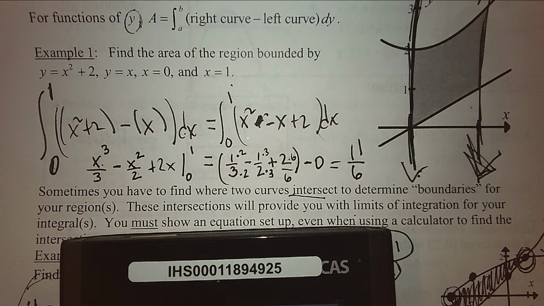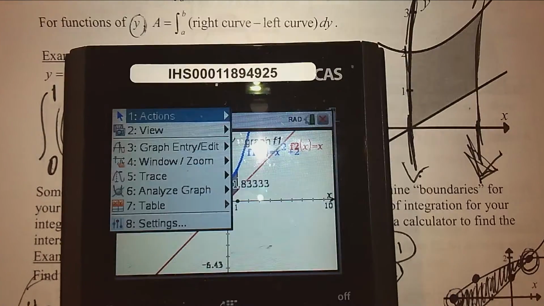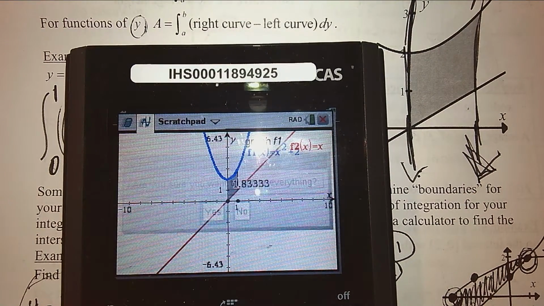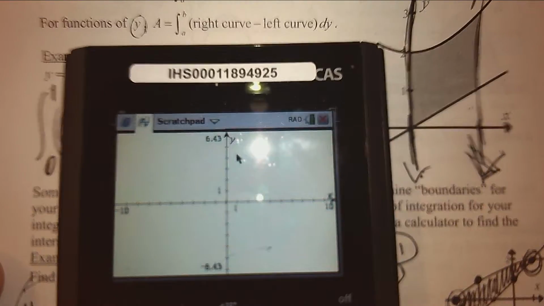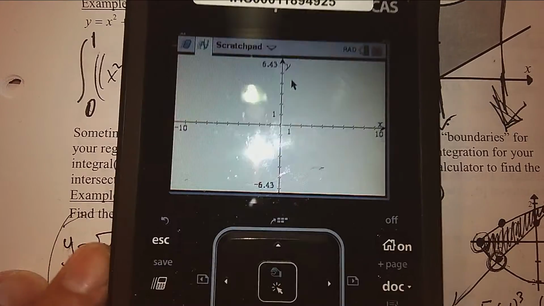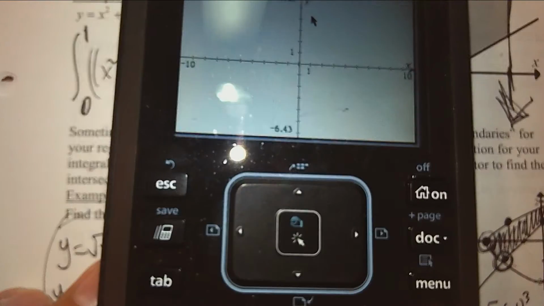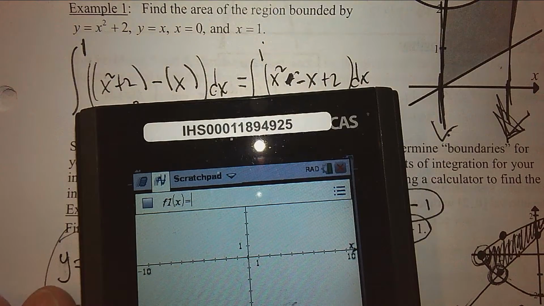If you ever want to know a quick way to clear what you have, press Menu, go to Actions, and then Delete All, and you'll have to press Enter to say, yep, delete everything. That way you can clear everything up. To start an equation, once you're there, press the Tab button, and that allows me to type in the first equation.